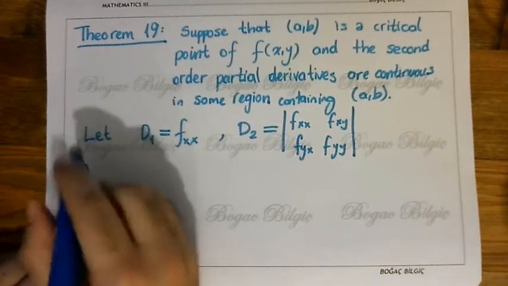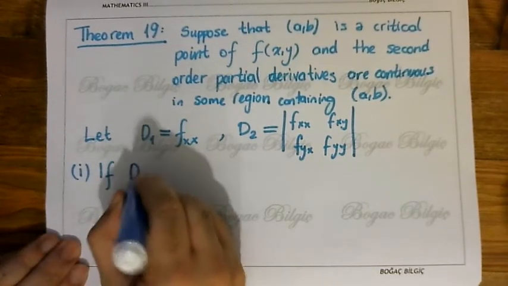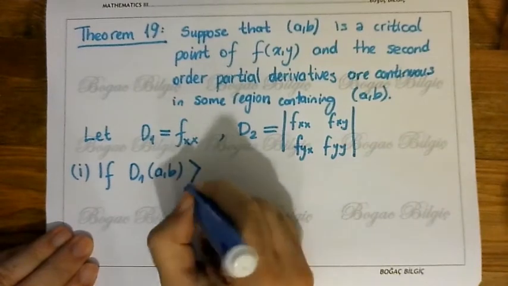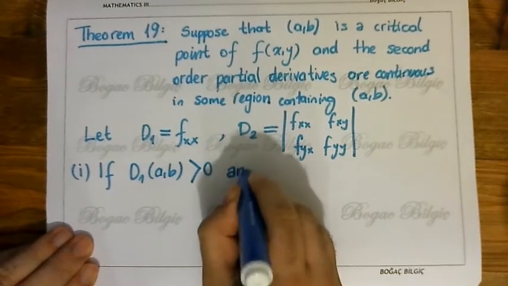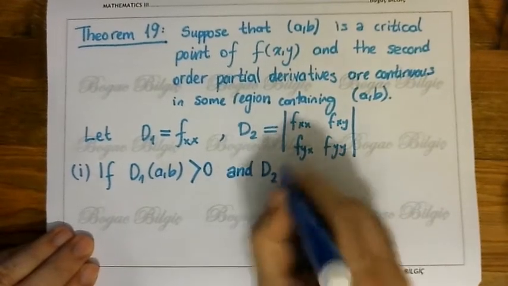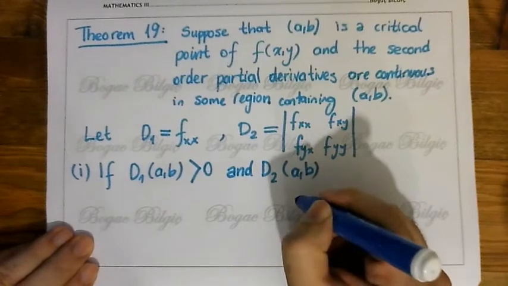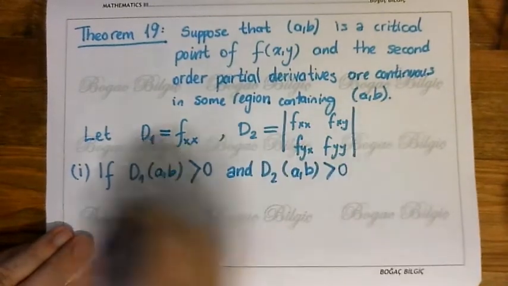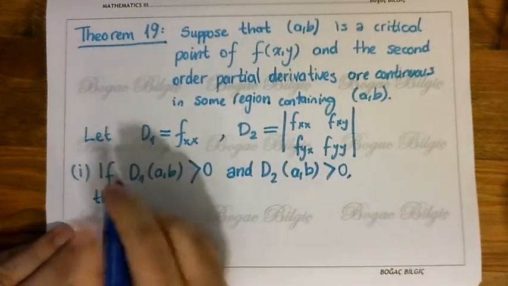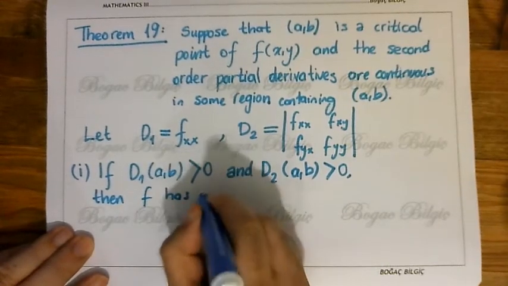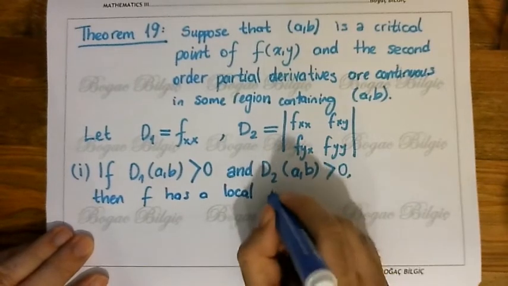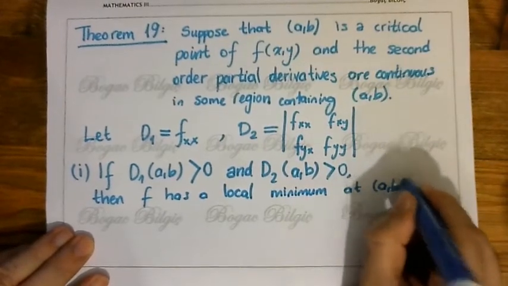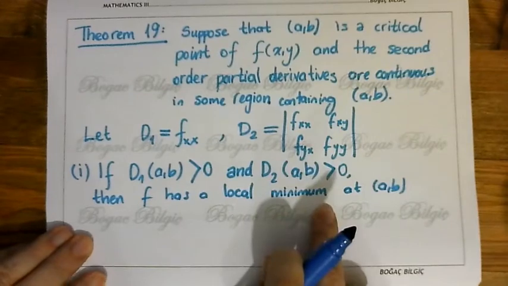1. If D1 at the point (a,b) is bigger than 0 and D2 at the point (a,b) is bigger than 0, then f has a local minimum at the point (a,b).